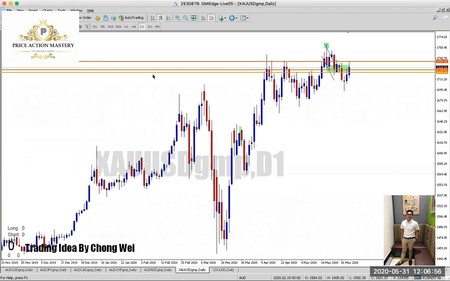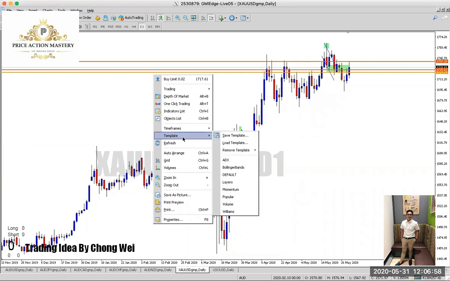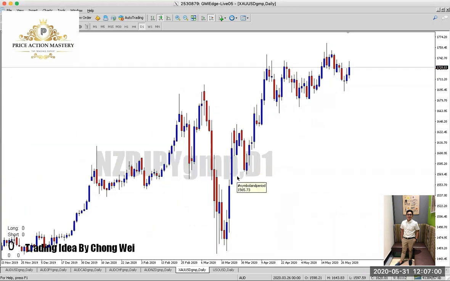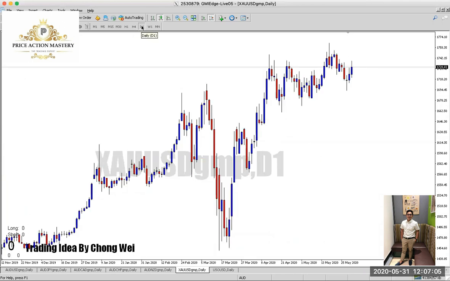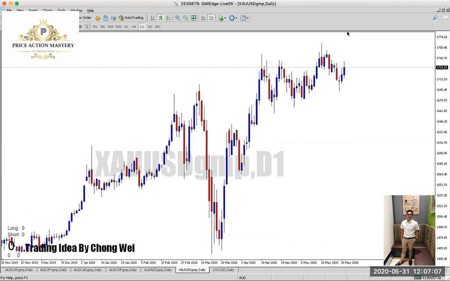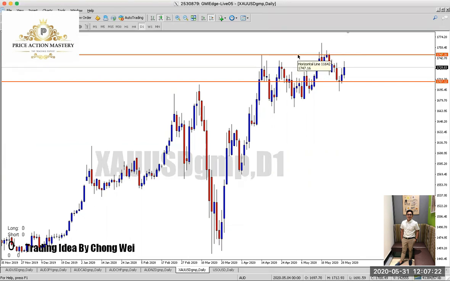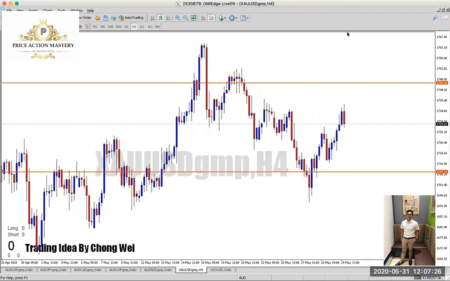So basically for gold, gold is still overall uptrend. The next target we can be targeting is over this area. So let's look in H4. Is there any opportunity for a buy?